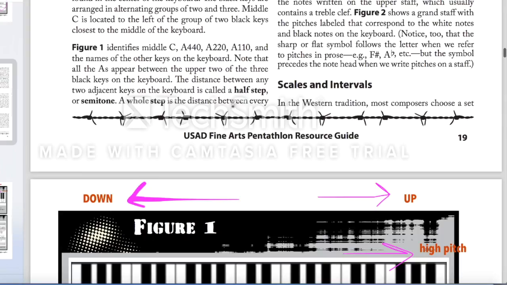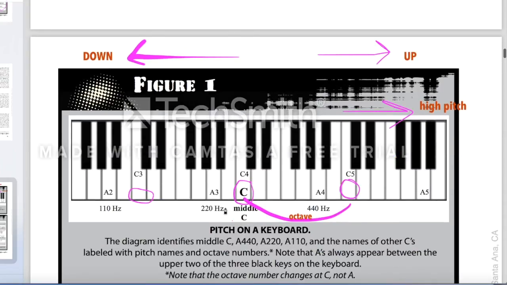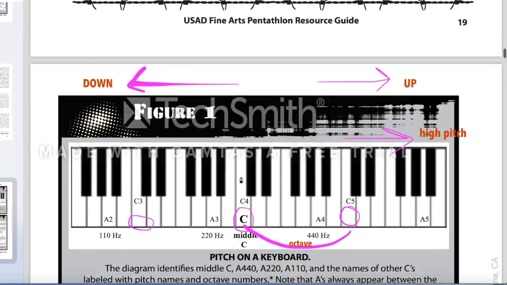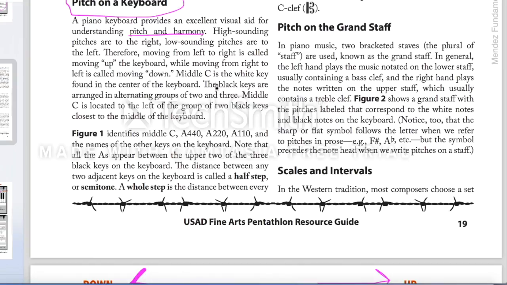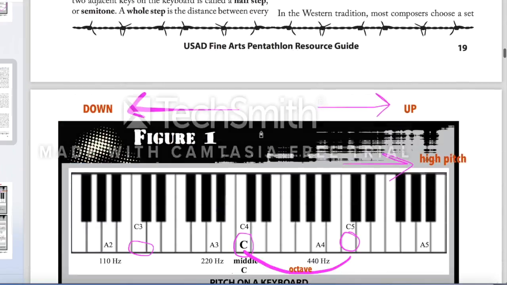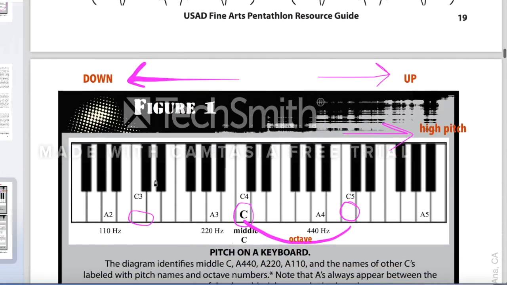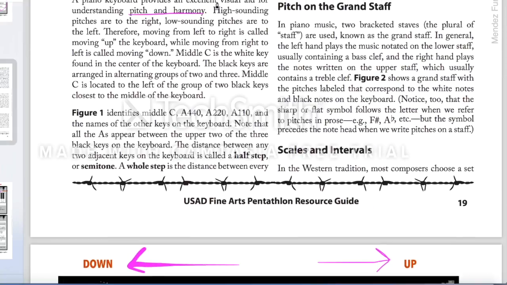Middle C is the white key right there. That's the middle key. Do, re, mi, fa, sol, la, ti, do, right? This is the C, which is do. It's the first middle key right there. It's a white key, and it is at the center of the keyboard. The black keys are arranged in alternating groups of 2 and 3. We have 3 here, we have 2 here, we have 3 here, we have 2 here, we have 3. The black keys are arranged in alternating groups of 2 and 3.